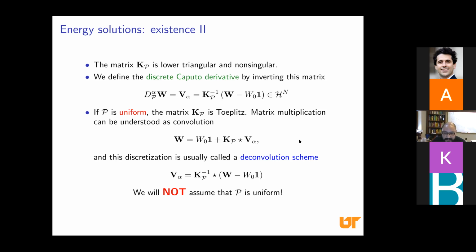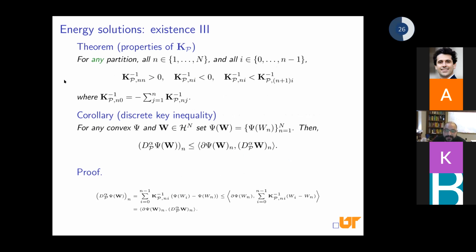However, for reasons that I want to mention later, I do not want to assume that this partition is uniform. And so we need to do something else. We cannot use that the matrix is Toeplitz anymore, or properties of convolution. What we can prove is that for any partition, it doesn't matter how I partition my time interval, the diagonal elements of the inverse are going to be positive, the off-diagonal elements are going to be negative, and there's some monotonicity with respect to rows.